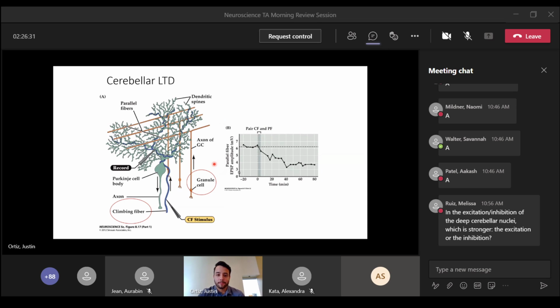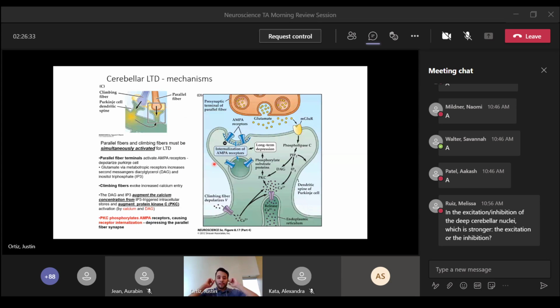Okay, what's interesting here about long-term depression is that in order for long-term depression to occur, which is like internalization of receptors, what has to happen is that the climbing fibers and the parallel fibers have to activate simultaneously. And if you remember, where were the parallel fibers from? The parallel fibers came from those mossy fibers.